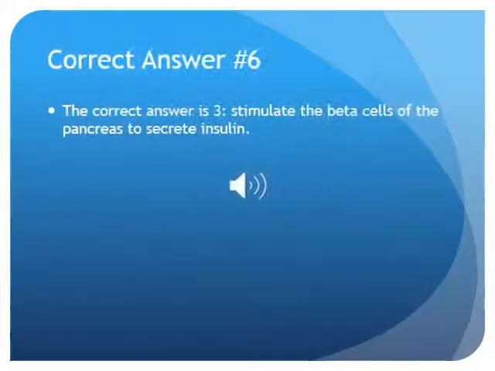The correct answer to number 6 is 3, stimulating the beta cells of the pancreas to secrete insulin.